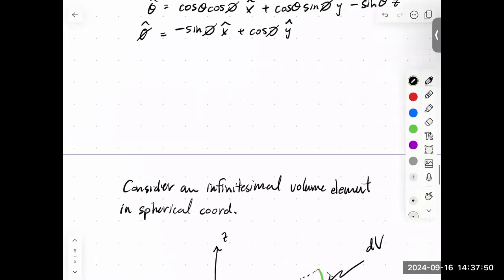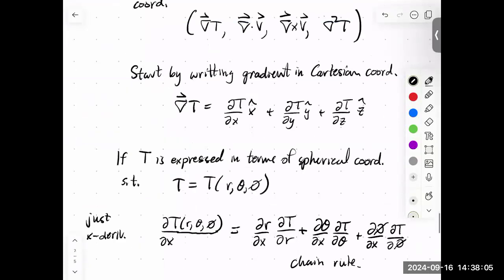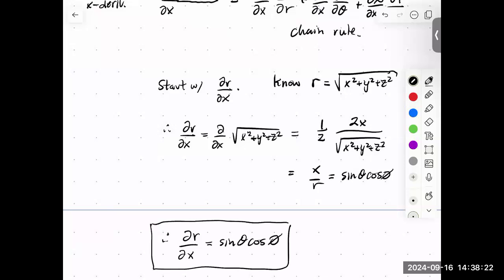But x over r, if you look here, where's x? x is r sine theta cos phi. If we take x over r, it's just sine theta cos phi. So dr by dx is sine theta cos phi. This is one of the 9 derivatives that we need.